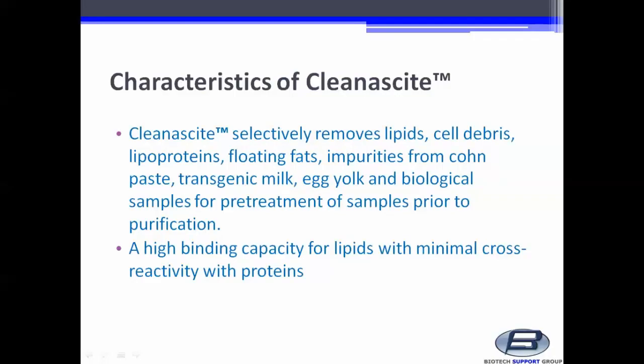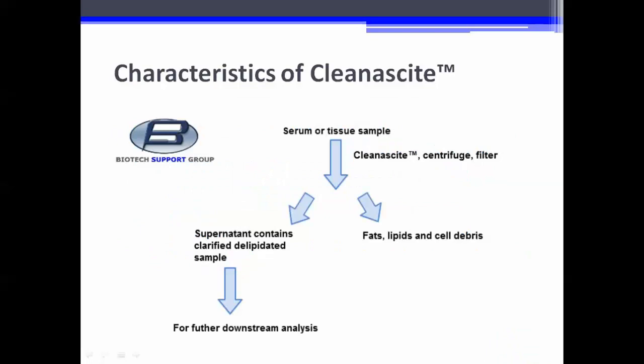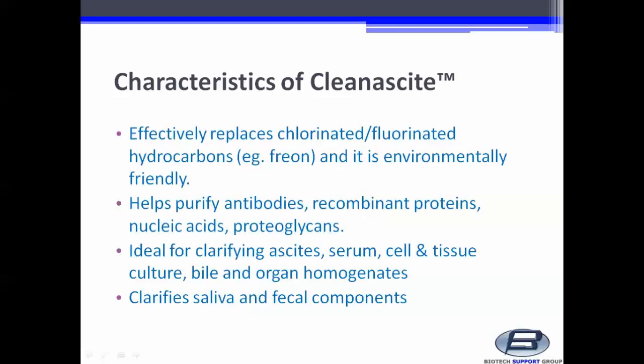Cleanascite from Biotech Support Group selectively removes lipids, cell debris, lipoproteins, floating fats, and impurities from Cohn paste, transgenic milk, egg yolk, and biological samples for pretreatment of samples prior to purification. It has a high binding capacity for lipids with minimal cross-reactivity with proteins. A serum or tissue sample, upon adding Cleanascite, centrifuging, and filtering, has fats, lipids, and cell debris removed, and the supernatant contains clarified, delipidated sample ready for further downstream analysis.